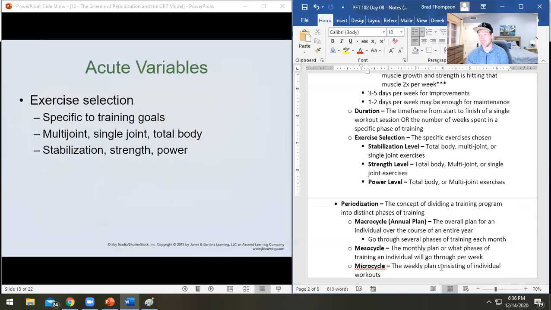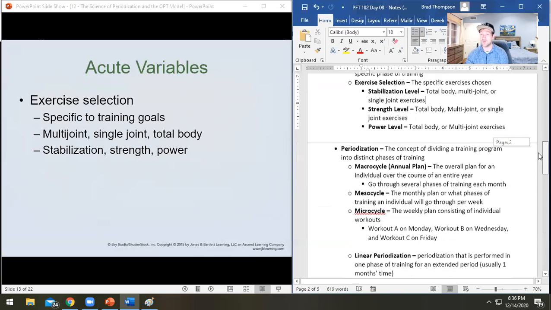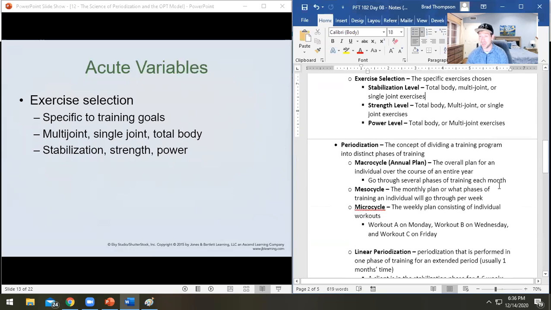And then we got exercise selection, which is actually the acute variable that we spend most of our time talking about until today. But those are the exercises you're choosing, right? So are you choosing stabilization exercises, strength exercises, or power exercises? That's going to depend on your client's goals and what phase of training they're in. But there's also, are you doing a total body exercise? Are you doing a multi-joint exercise, a single joint exercise?